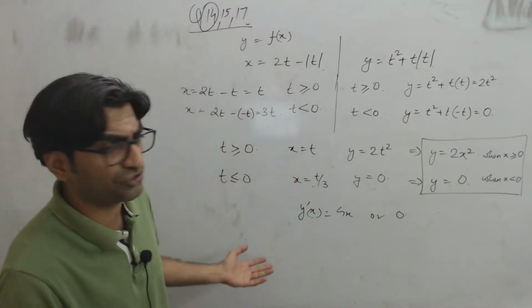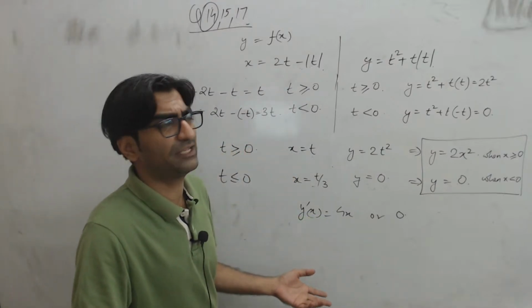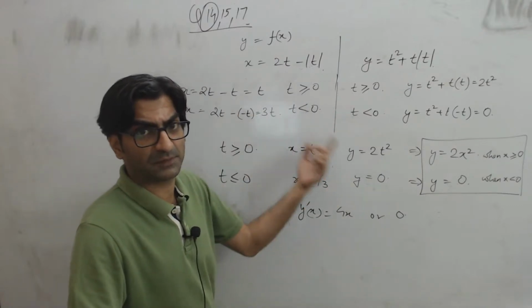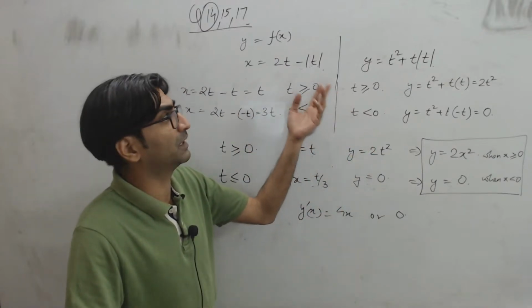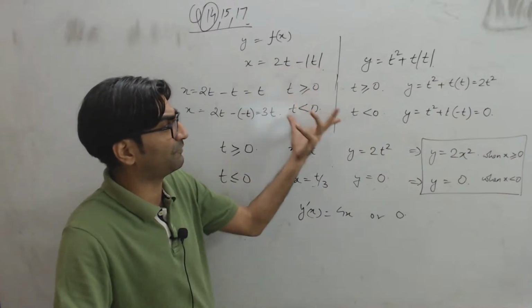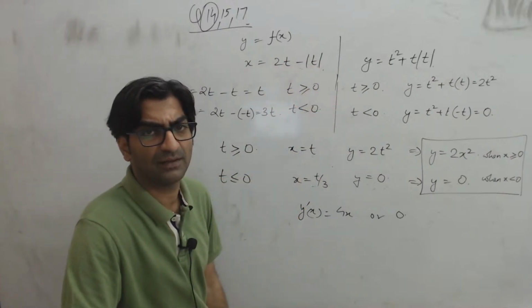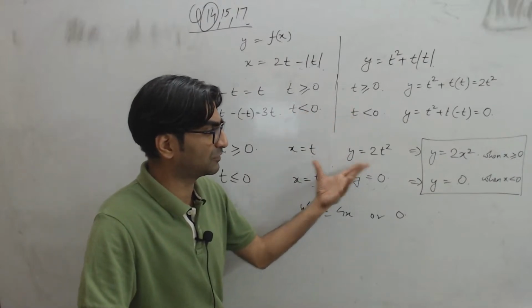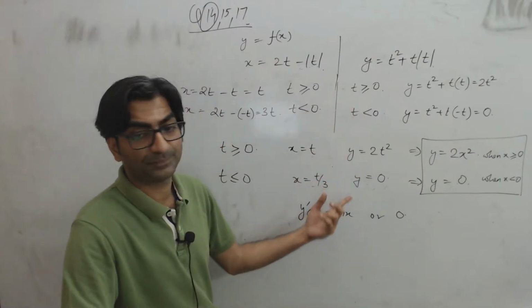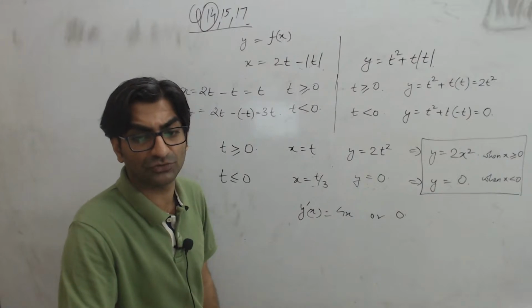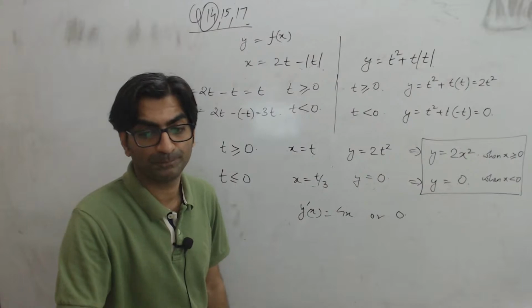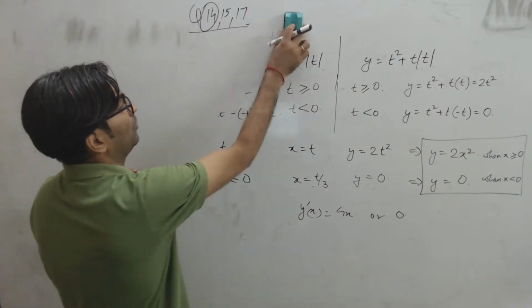I hope that makes sense to you. Right? The idea is to eliminate the parameter t between the expressions for x and y. But given that there is a modulus, you'll first have to split it into ranges for t, t being positive, t being negative, and then combine it. Right? That's what we did here. I hope that makes sense to you. Okay, moving on.